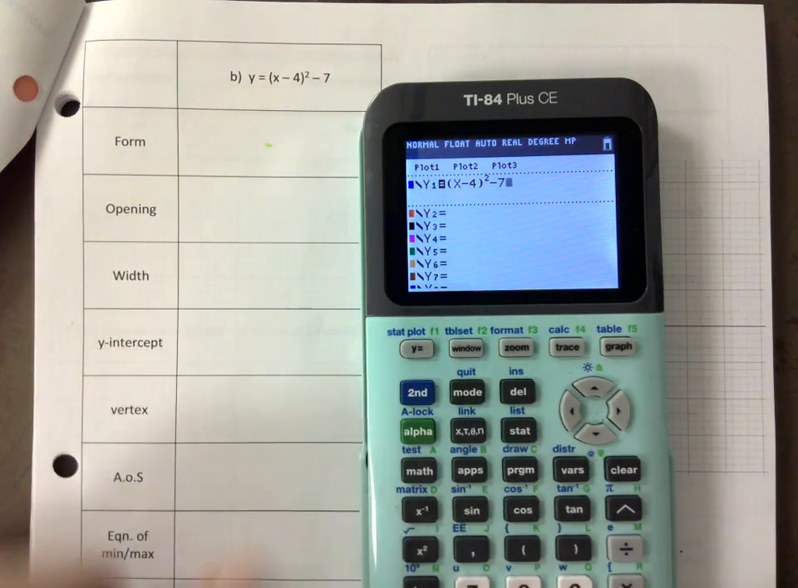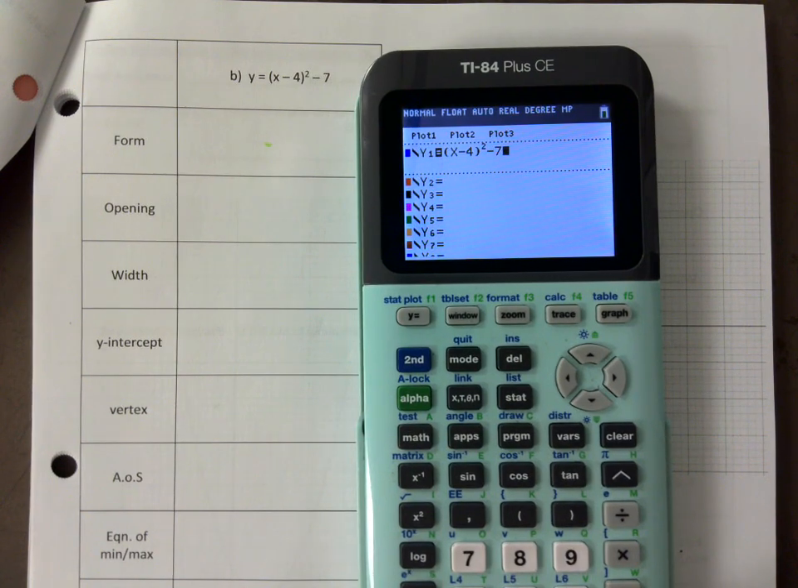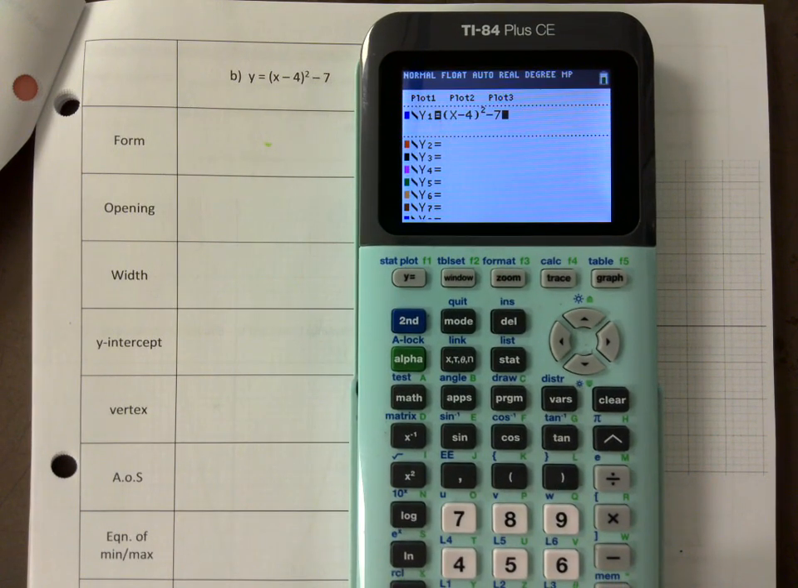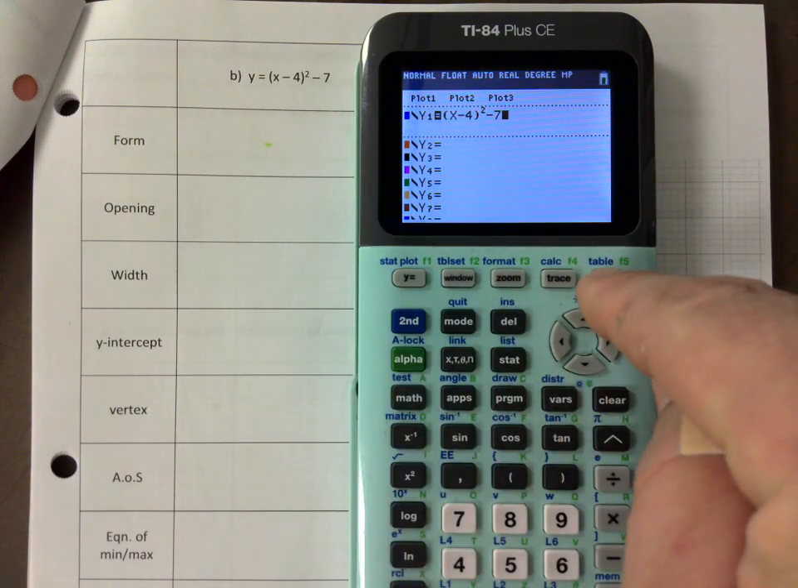Okay. I never told you how to speed up the graph yesterday, did I? Yesterday was one of those days where I forgot a lot of things. So anyways, once you've got this entered, hit graph.